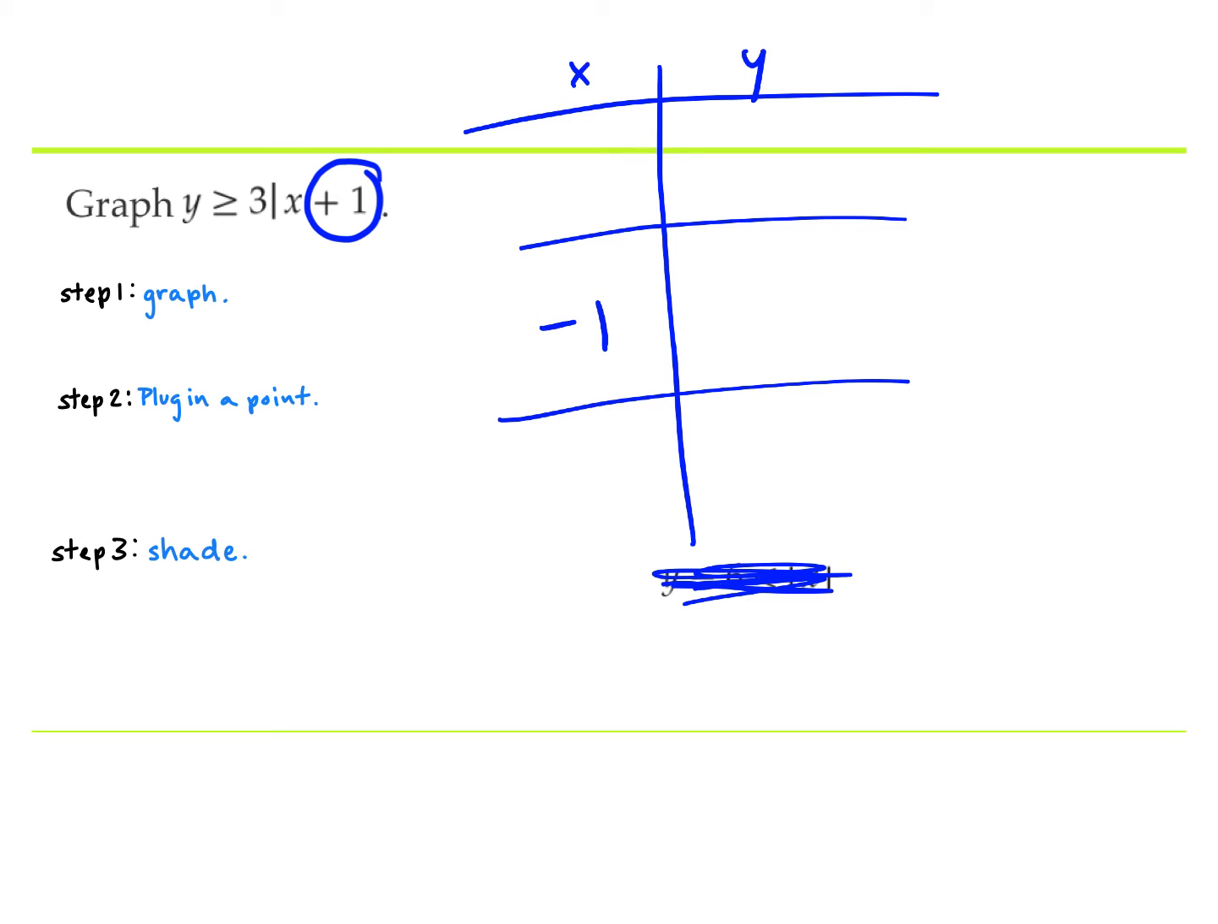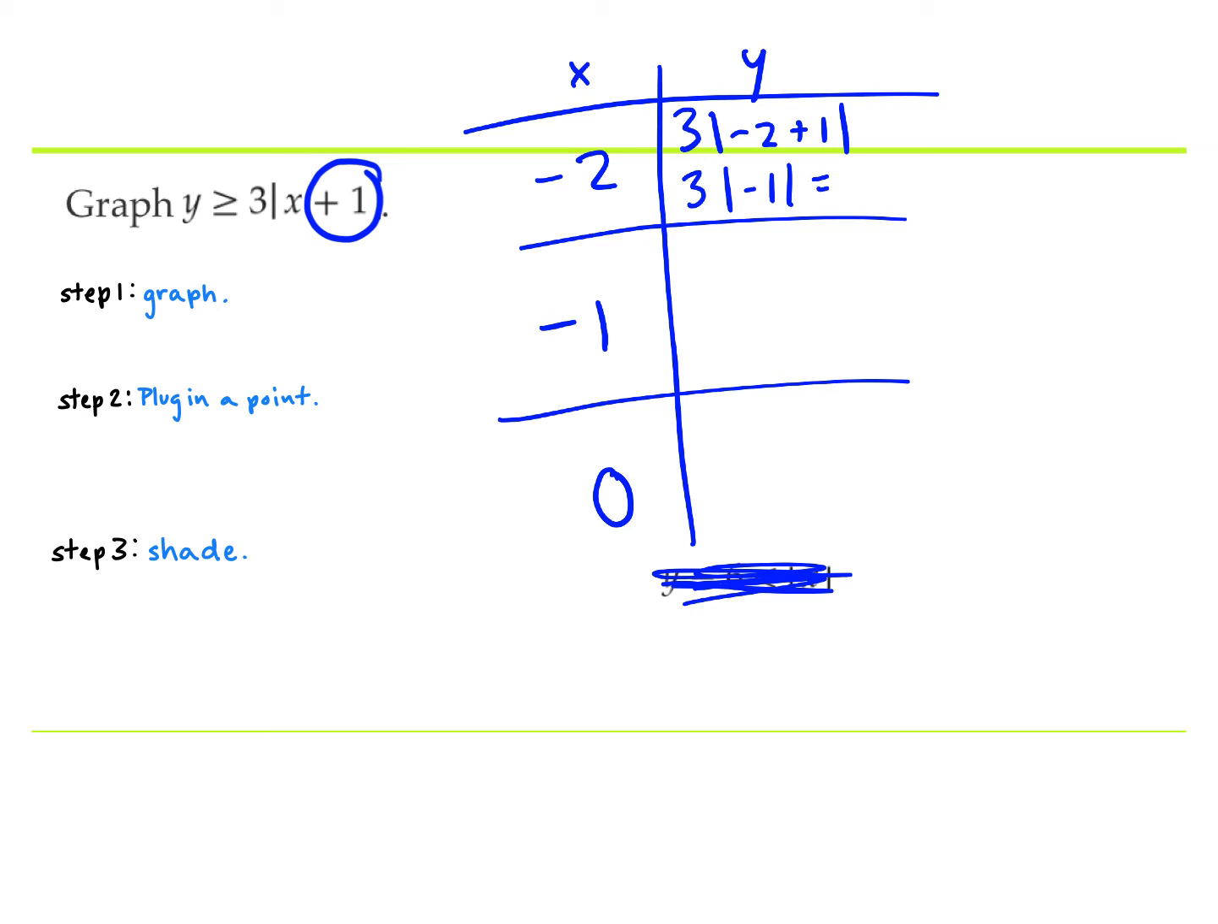So what's a number smaller than -1? -2. And what's a number bigger than -1? 0. So let's plug in -2. We have 3 times the absolute value of -2 plus 1. Remember, you have to follow your order of operations here. So we have to do inside those absolute value bars first. What's -2 plus 1? -1.